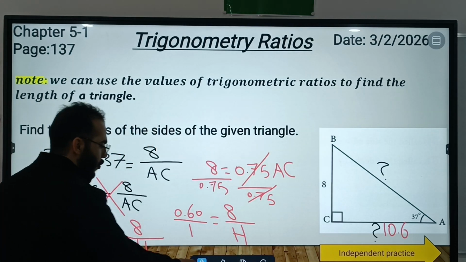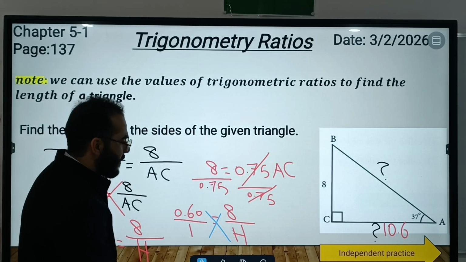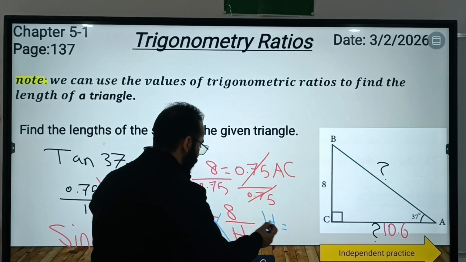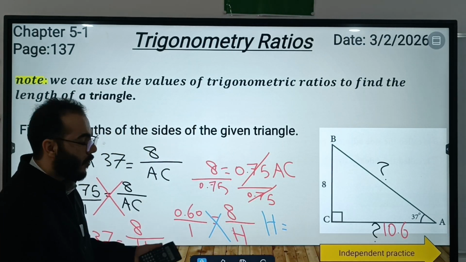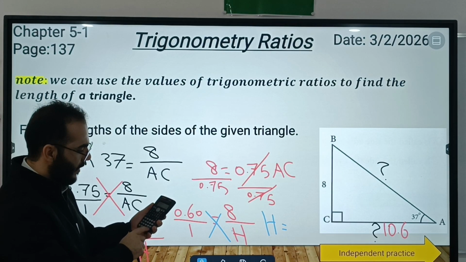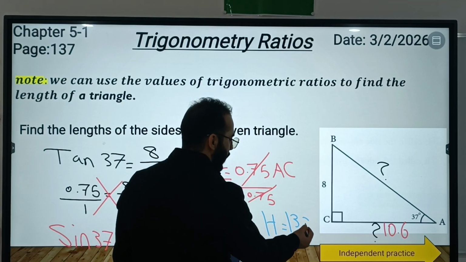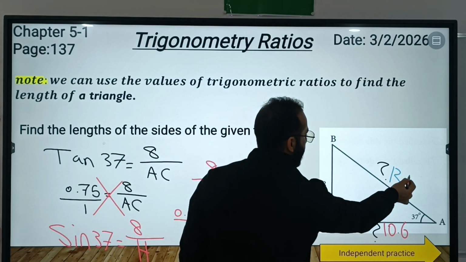So if you just make cross product again between these two equivalent fractions, we are going to get hypotenuse equals 8 times 1, 8 over 0.60. So 8 divided by 0.60, we're going to get 13.3. So the hypotenuse is 13.3.